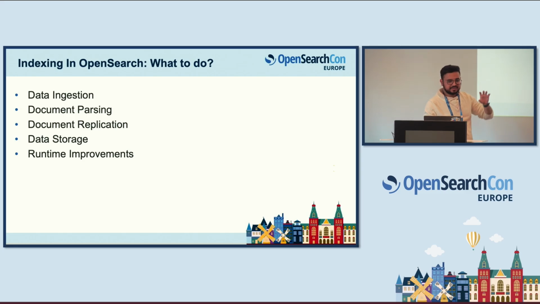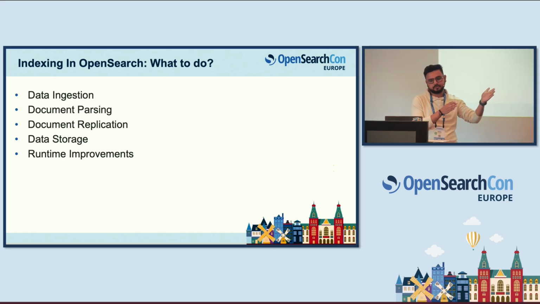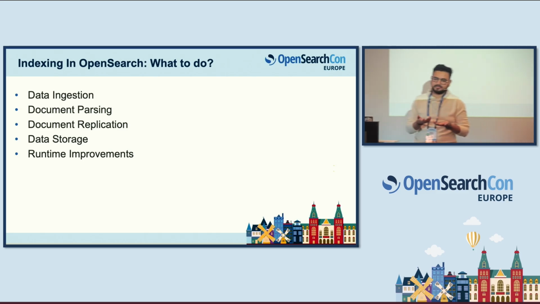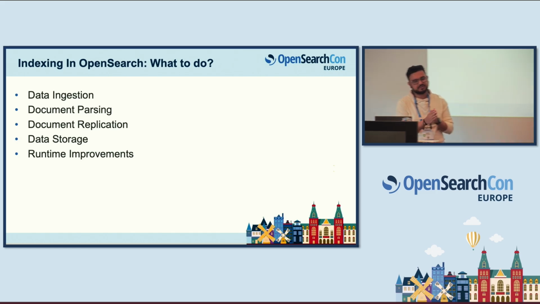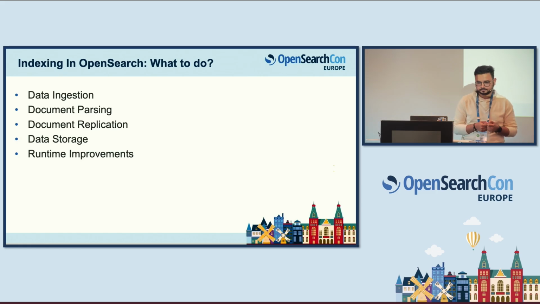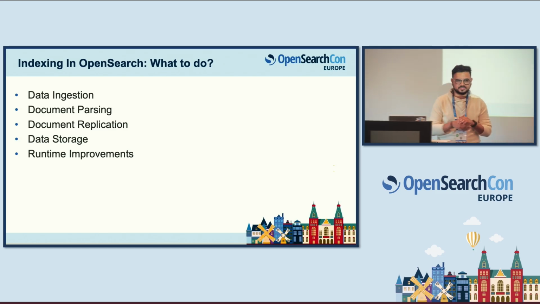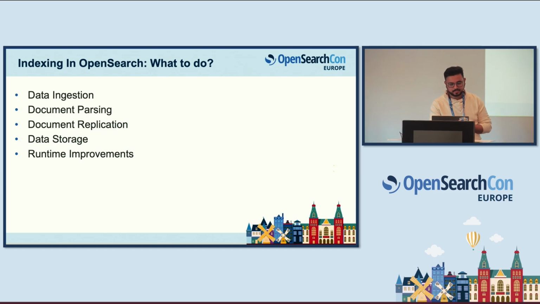Coming to indexing, from the flow we discussed earlier, there are a few things that we have focused on. Data ingestion, which covers the data coming from users to the coordinating node. Document parsing, which is again a very time-consuming process. Document replication, because it provides high availability and durability, but it comes at its own cost. Data storage, because as you make your queries faster, you don't want to bloat your storage; you want to keep it minimal while serving queries with the same performance. And a few runtime improvements, which in general help improve the OpenSearch process.